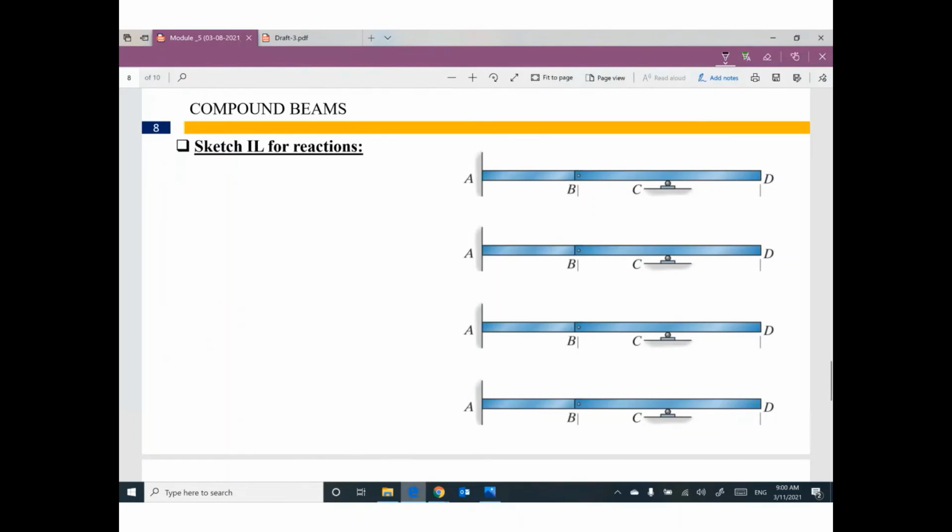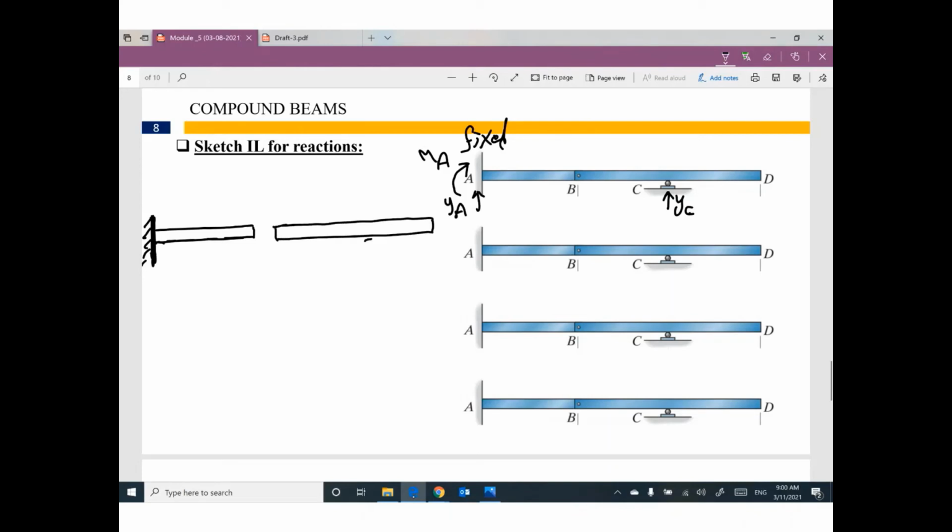Okay, for this example, we have fixed support. We have two reactions. For influence line, we are concerned about only two reactions, MA, YA. We have roller at C, so we have one reaction YC. Just to keep in your mind, this beam consists of two parts. The first part is fixed at this side. The other part has roller support here.